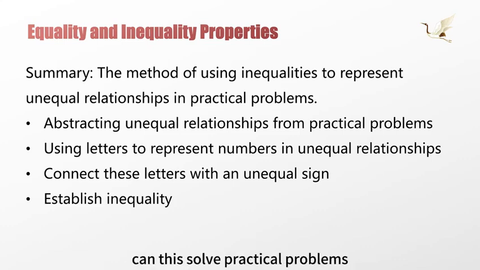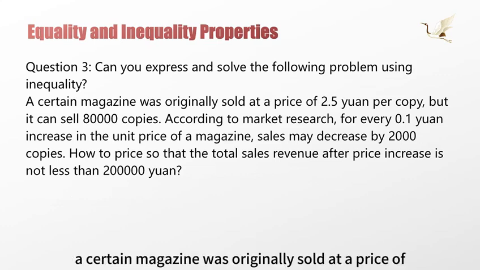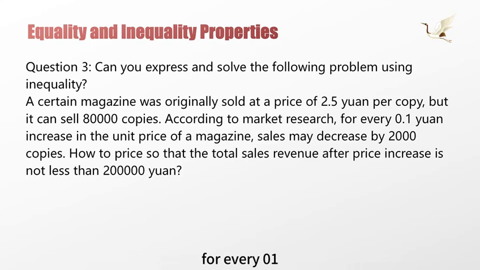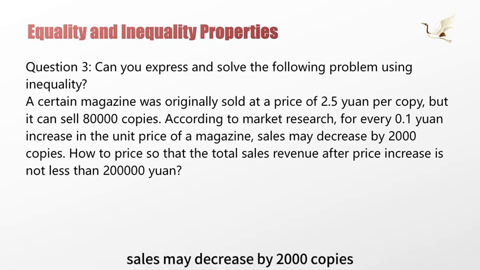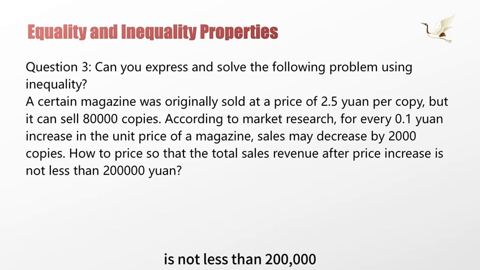Can this solve practical problems? Let's take a look at the following question. A certain magazine was originally sold at a price of 2.5 yuan per copy, and it can sell 80,000 copies. According to market research, for every 0.1 yuan increase in the unit price of the magazine, sales may decrease by 2,000 copies. How should it be priced so that the total sales revenue after the price increase is not less than 200,000 yuan?